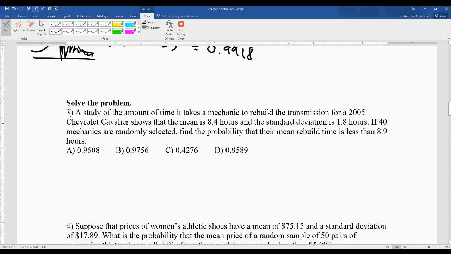See this one? Find the following probability: their rebuild time is less than 8.9. The mean is 8.4. I look at that because I know 8.4 is in the middle, so 8.9 is going to be a little bit to the right of it. So it's going to be 8.9, and less than is going to shade it to the left. So we're looking for this.